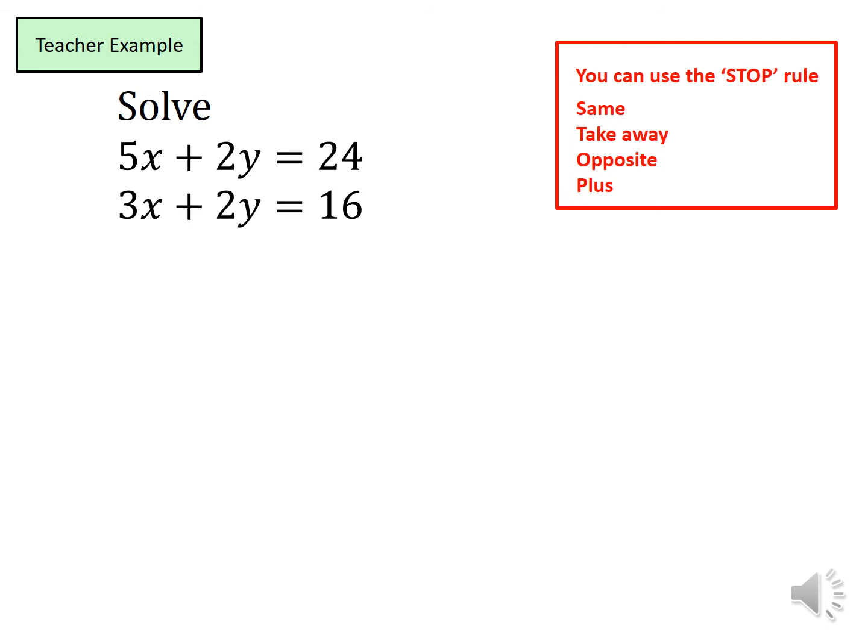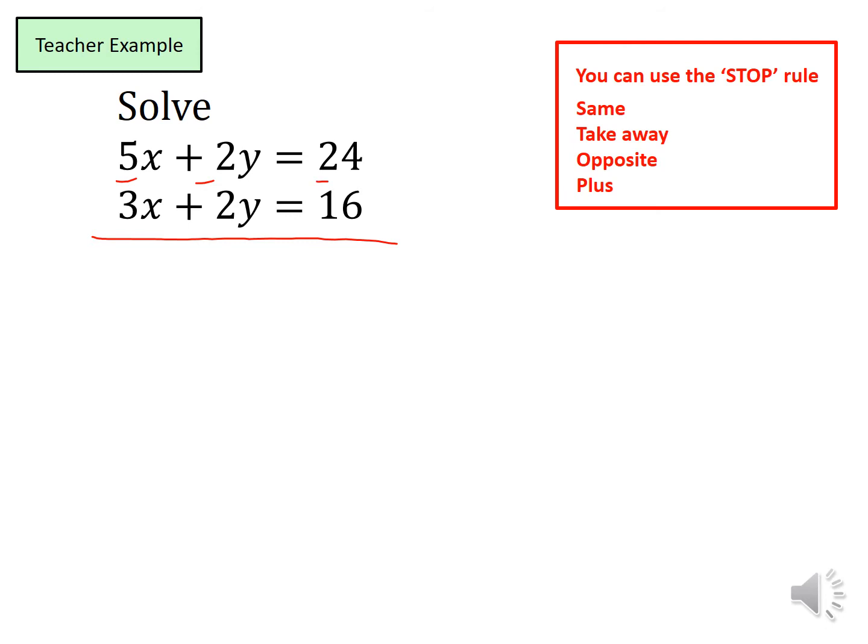For this pair of simultaneous equations, the signs are the same. Both of them are add 2y, so I am going to take away. I'm going to do 5x take away 3x, plus 2y take away plus 2y to cancel that out, to eliminate it, and then 24 take away 16.